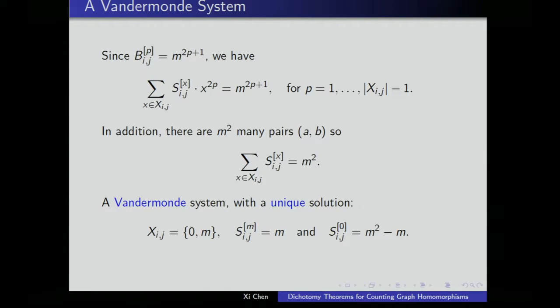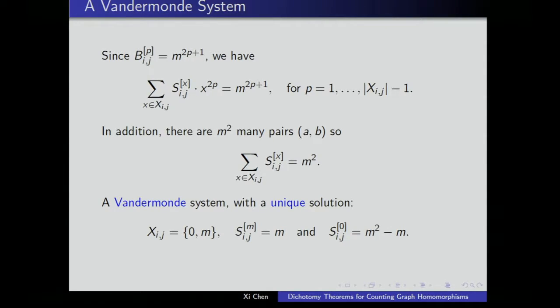Because let's take these equations for p from 1 to the size of X sub ij minus 1. These are all the equations we need. We don't need equations for larger p. Plus this equation that if you sum over S sub ij, it should be equal to M squared because we have exactly M squared many pairs of AB. And these expressions together form a Vandermonde system. It's a linear equation system, and the coefficient matrix is a Vandermonde matrix, and it should have a unique solution.